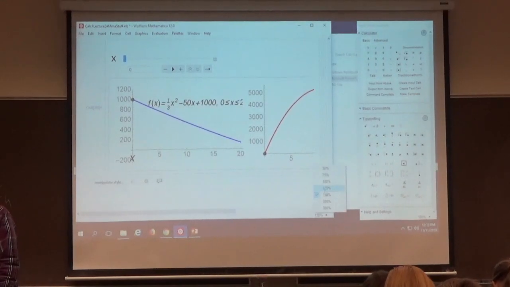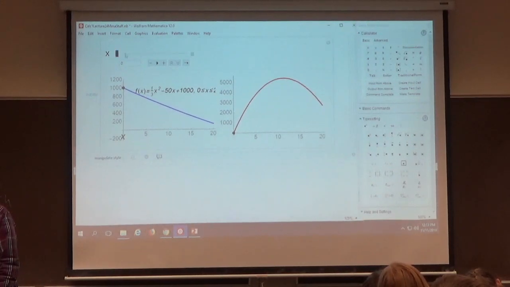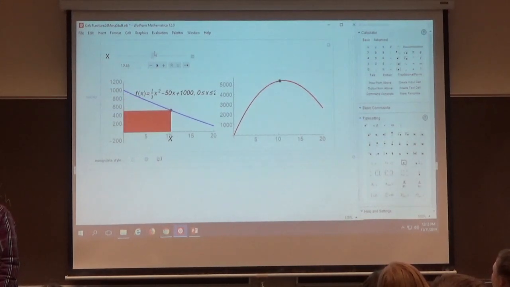I actually made a double animation here showing both pictures. The picture of the left rectangle on the left and the graph of the function you're maximizing on the right. The maximum area is right about there. That's the A of x function.